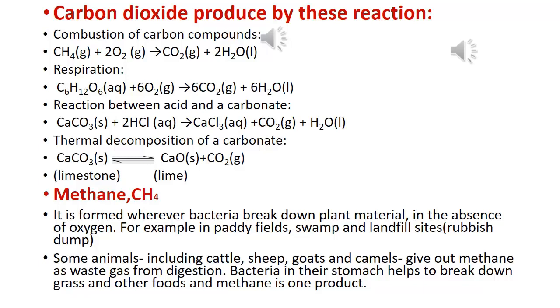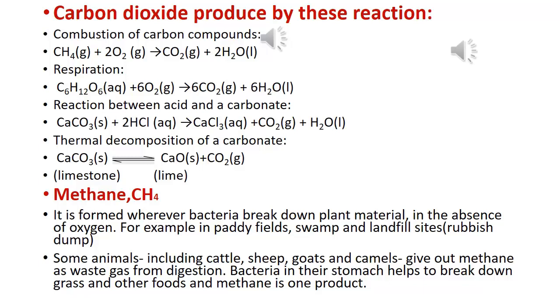What is the chemical formula for methane? CH4. It is a natural gas. It is formed whenever bacteria break down plant material in the absence of oxygen. For example, in paddy fields, swamps and landfill sites, that is rubbish dumps, that is garbage. So here, how is this methane produced? Bacteria act on these plant materials and break them down in the absence of oxygen. When this reaction takes place, the product formed is methane.